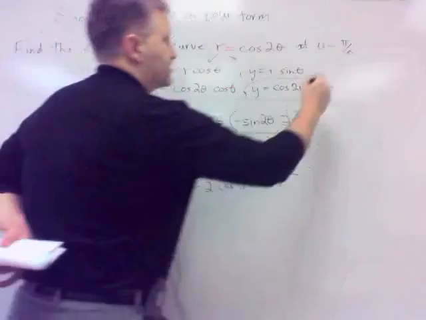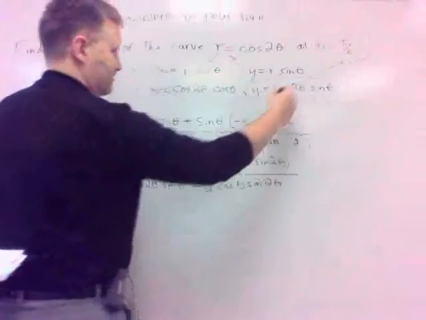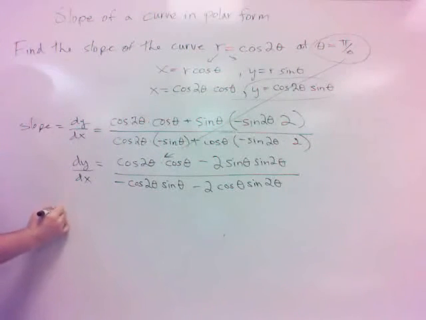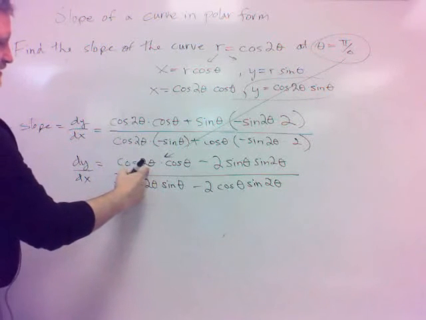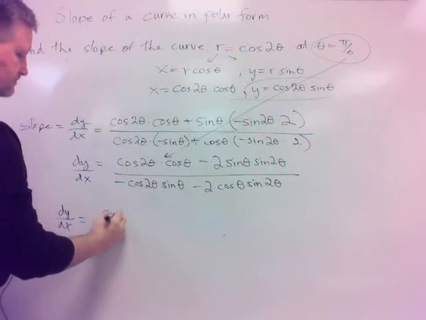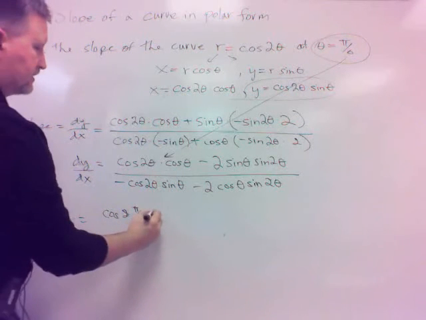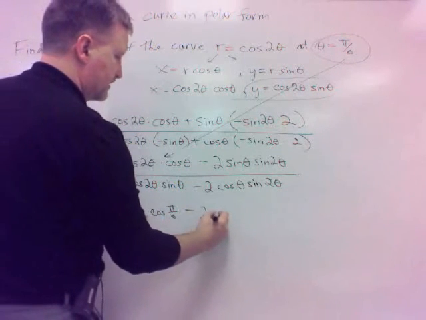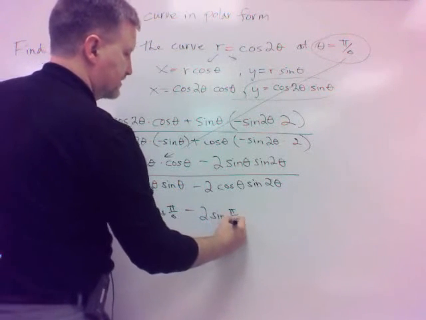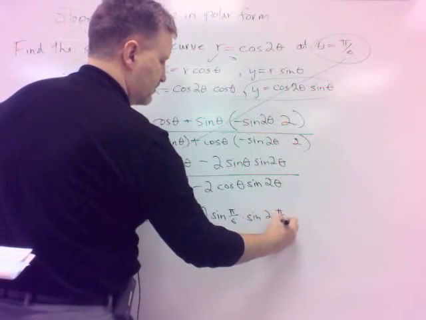And so in this case, I want the specific one where theta is pi over 6. So that would just mean plug in theta to be pi over 6. So my slope is going to be dy dx. What would be cosine of 2 times pi over 6, that's going to be pi over 3, times the cosine of pi over 6. So you have to remember some trig angles here. Minus 2 times sine of pi over 6, times the sine of 2 times pi over 6, which again is pi over 3.